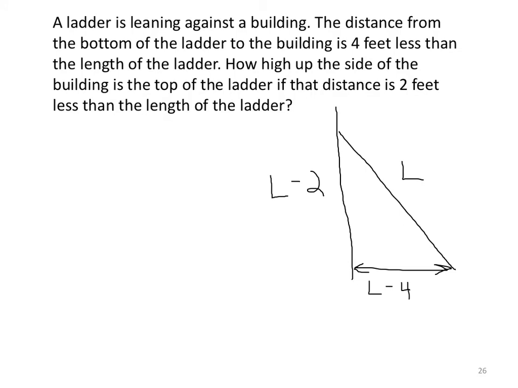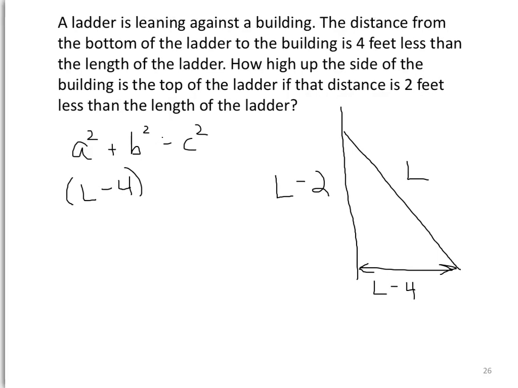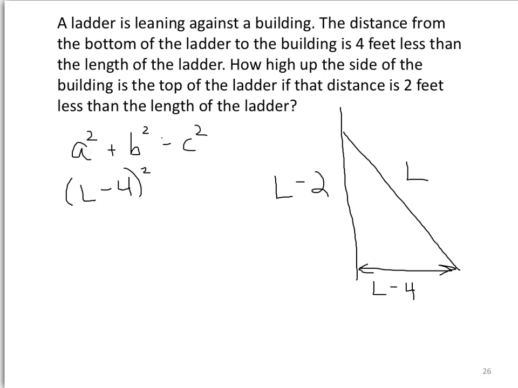So we are going to use the Pythagorean Theorem, which says if you have a right triangle, a² + b² = c². So in this case, we have a is L - 4, so that's squared, plus b, which is (L - 2) squared, equals c, which is L squared.